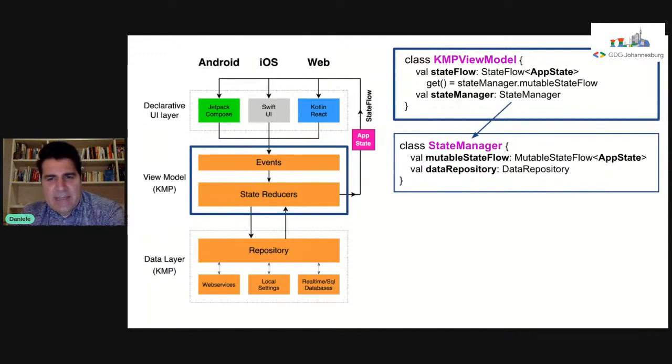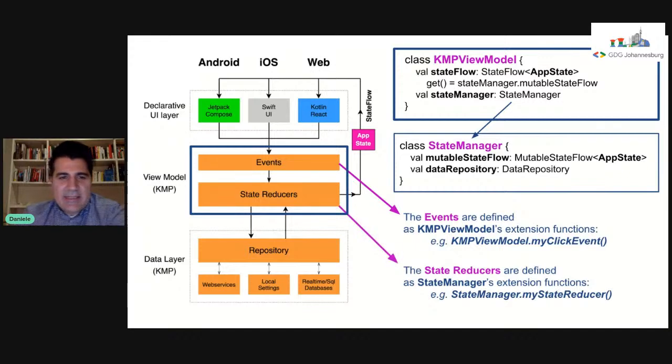And also the state manager has a property, the repo, as the data repository. So let's see in detail these two elements, the events and the state reducers, and how they are defined. The events, we define as extension functions of the view model. And the state reducers, we define as extension functions of the state manager. So it's as simple as that.